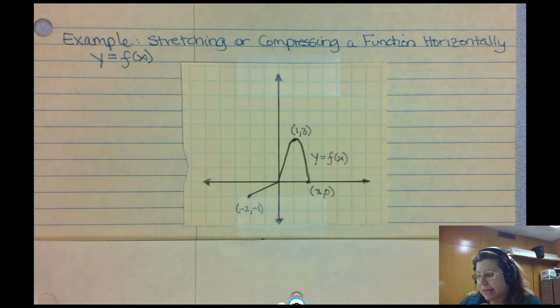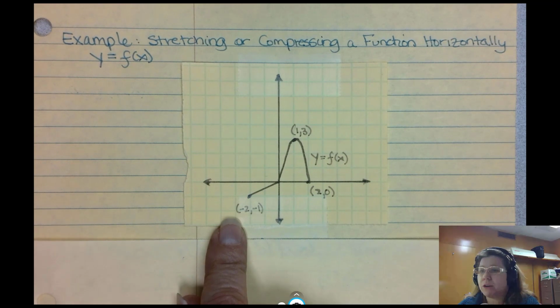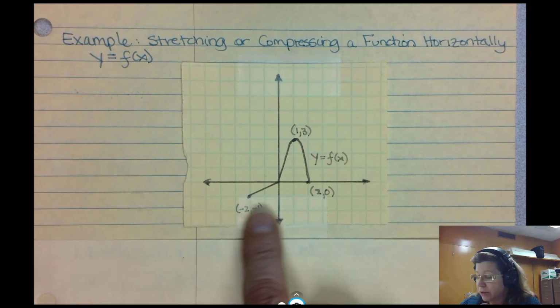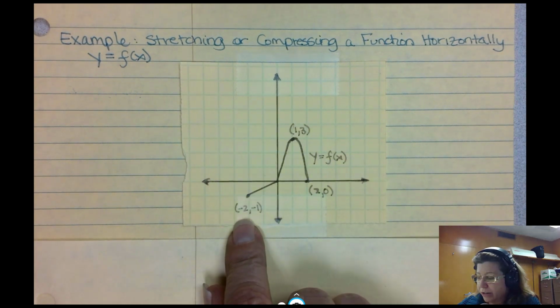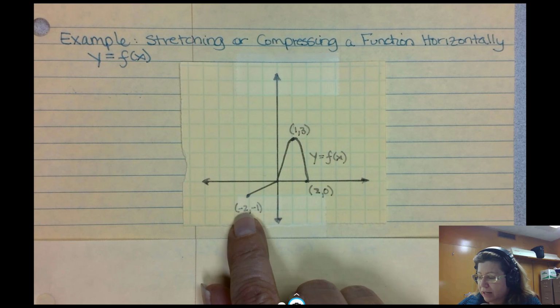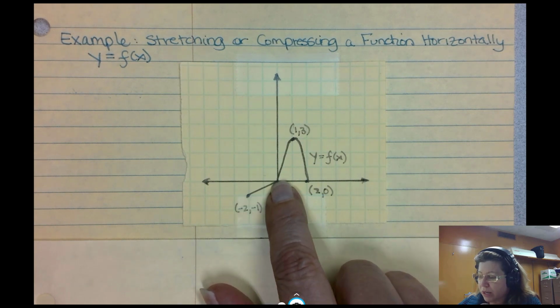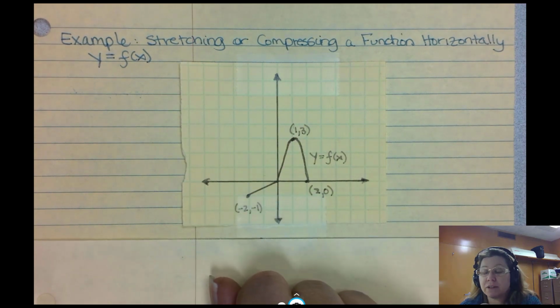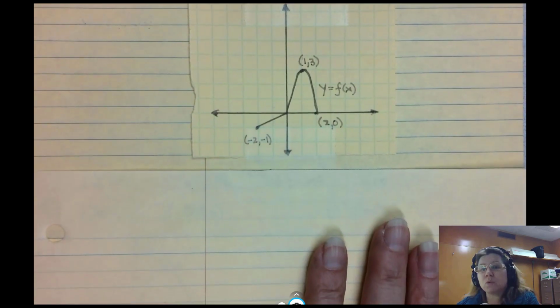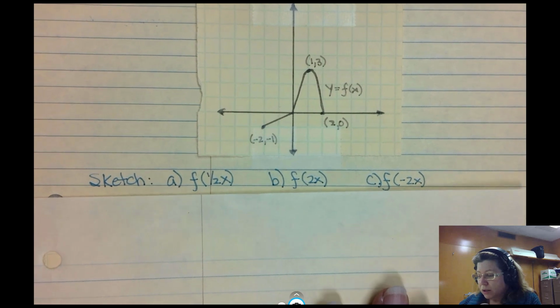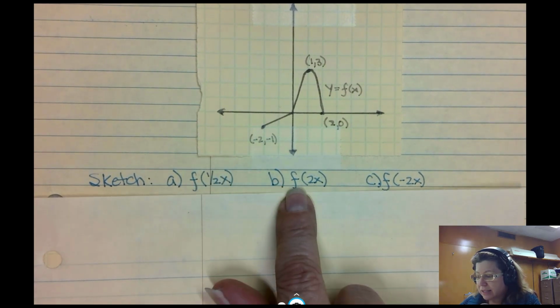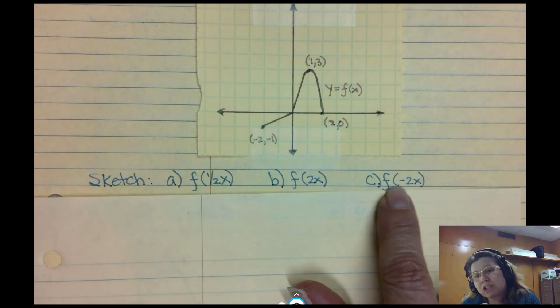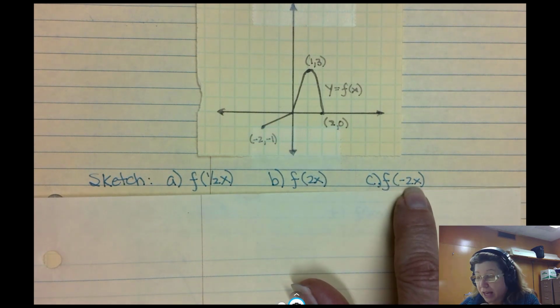Let's actually look at a function, and let's do the stretching and compressing horizontally. So let's say this is our original function. It's x squared. I literally will draw the function, and you see our point (-2, 1) right here, (0, 0), then we loop up to (1, 3), and then down to (2, 0). This is our function. Now let's take a look at a couple of examples where we're going to do some horizontal stretching. Let's take the function f of 1/2 x, let's take the function f of 2x, and let's take the function with a -2x instead of just f of x.